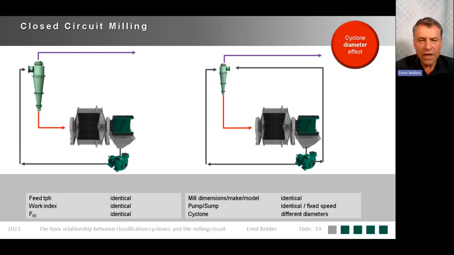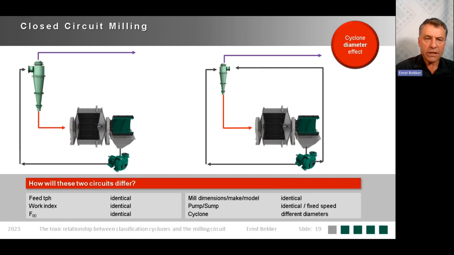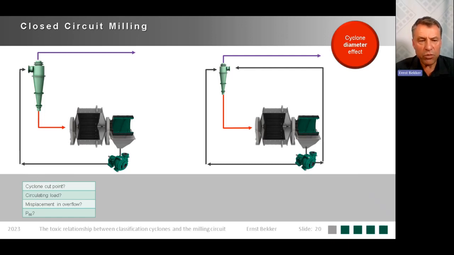So here's an example of everything being identical, except for the cyclone diameters. One has a large cyclone and one has a small cyclone. And then we've got water addition in the circuit, and for this example, we're running on level control. The question then is, how would these two circuits differ from each other in terms of the cyclone cut point, the circulating load, misplacement to the overflow, and the P80 of the grind? On the cyclone cut point, when you ask people how it would be different between the two cyclones, the answer is normally the bigger cyclone has a coarser cut point, and that is correct.